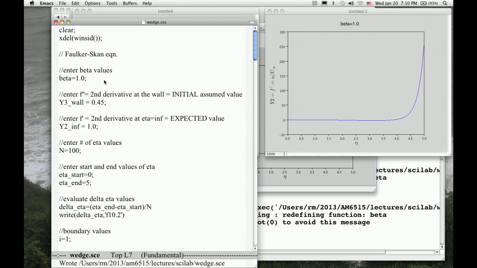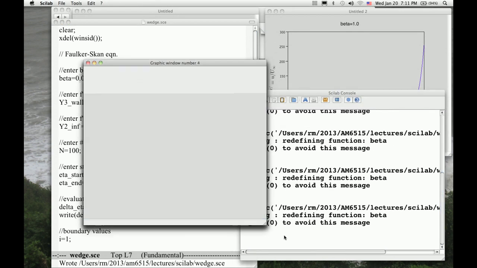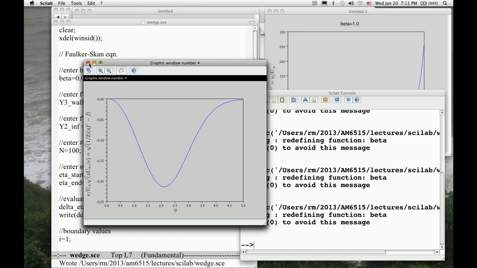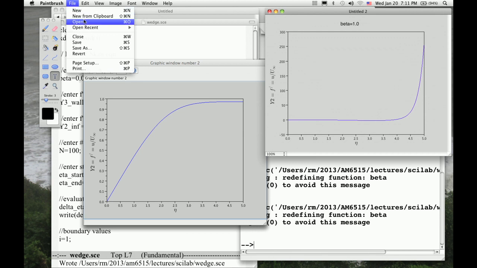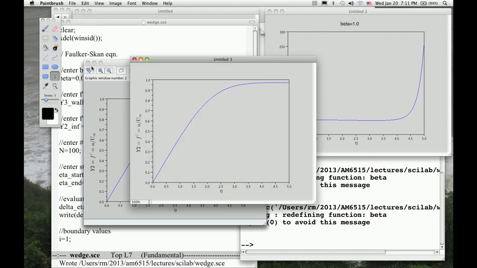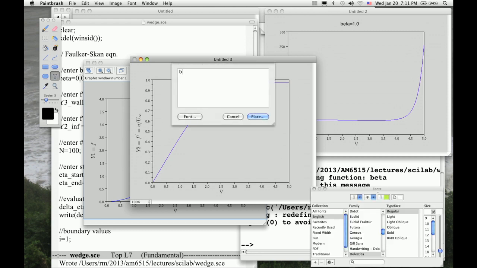Okay, fine. Now what about if I put this as 0? If I said this was 0, then what would we get? Okay, so let's do that. I'm going to keep that, and beta is 0.